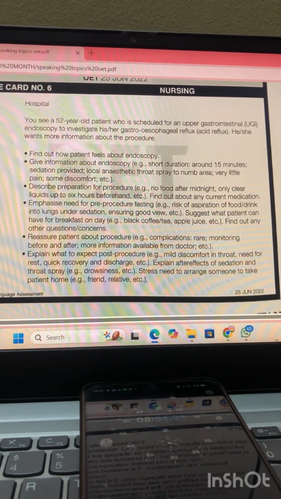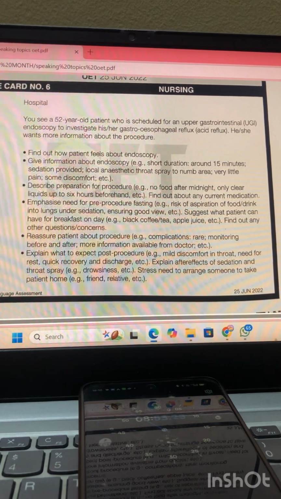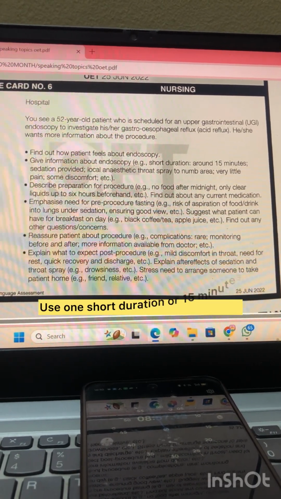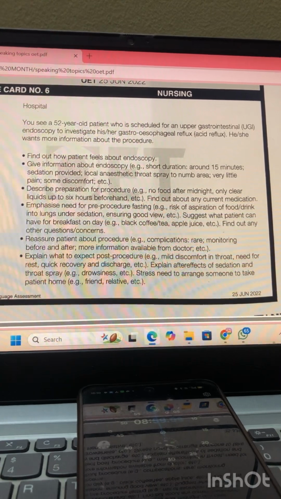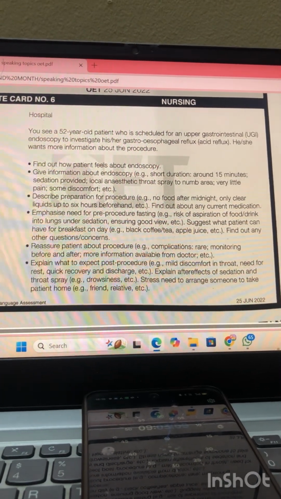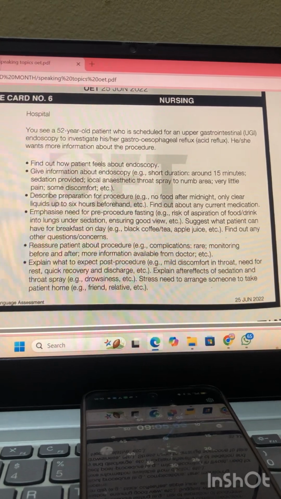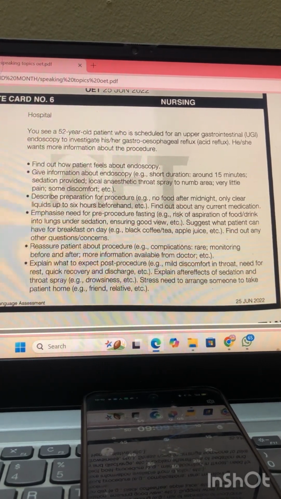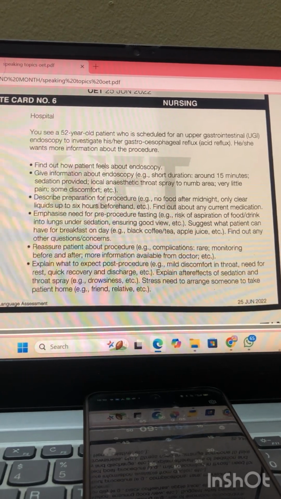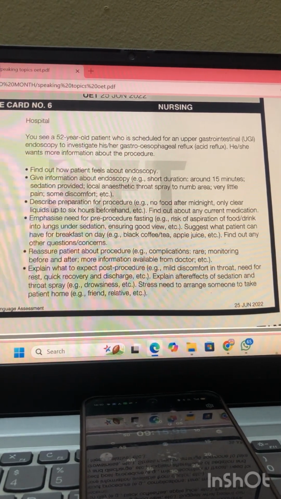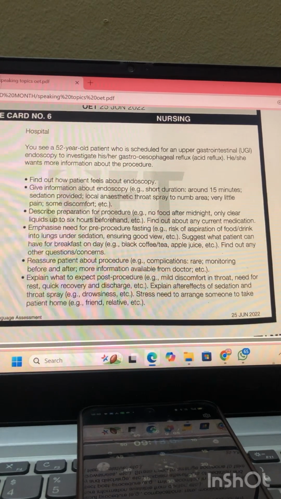Don't say short duration. If you say around 15 minutes, you can say either 15 minutes or short duration. Okay, clear? It is for a short duration, and we will provide you local anesthesia to make you sleep. Okay, clear? Don't say sedation provided and all. And that anesthesia will be in spray form, which will numb your area and you will not experience much pain.